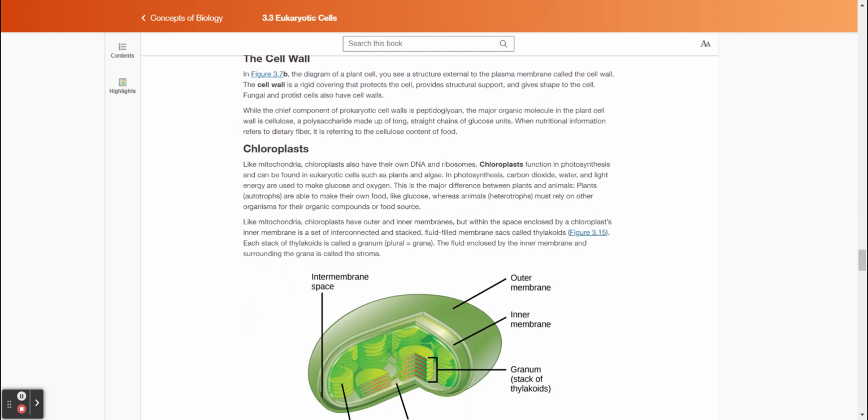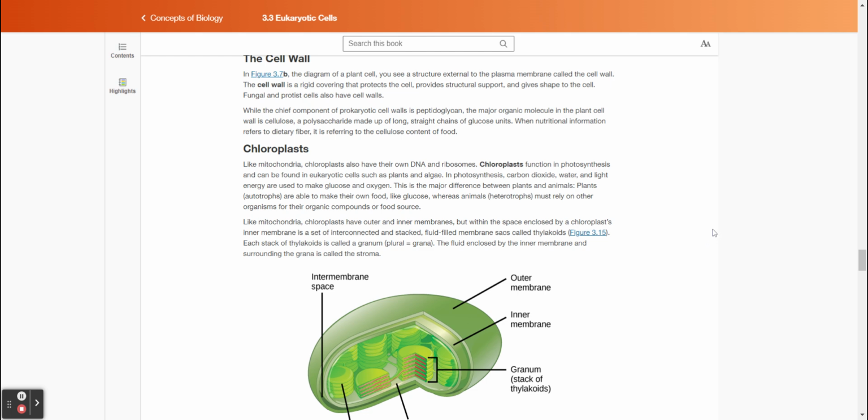The cell wall. In figure 3.7b, the diagram of a plant cell, you see a structure external to the plasma membrane called the cell wall. The cell wall is a rigid covering that protects the cell, provides structural support, and gives shape to the cell. Fungal and protist cells also have cell walls.